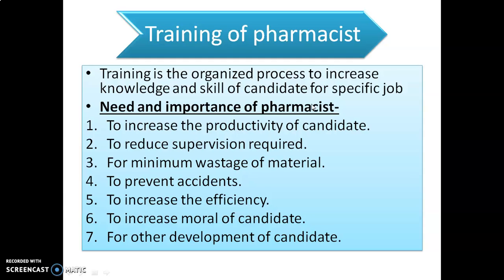How is training needed for any manufacturing industry or other industry? Training is required for the pharmacist to increase the productivity of the candidate, to reduce the supervision required, for minimum wastage of material and to prevent accidents, to increase the efficiency and morale of candidates, and for the overall development of the candidate. These are the needs of training for the pharmacist, for improving the knowledge and skill of candidates.